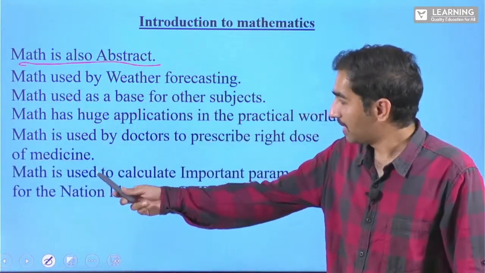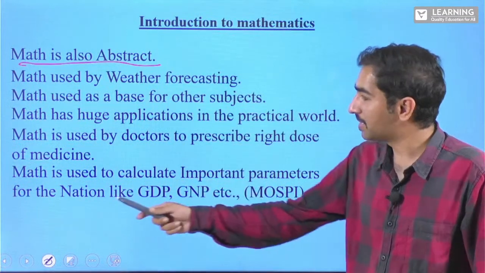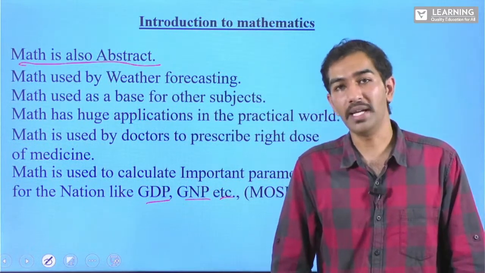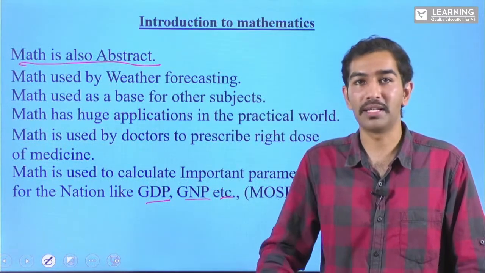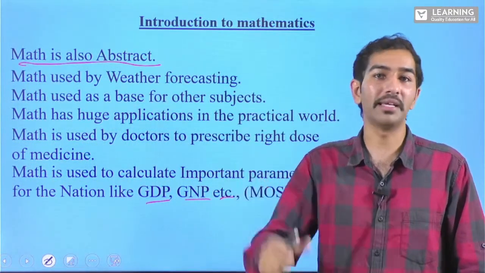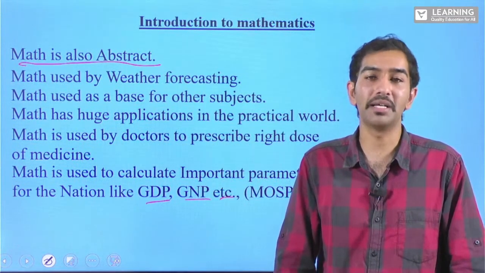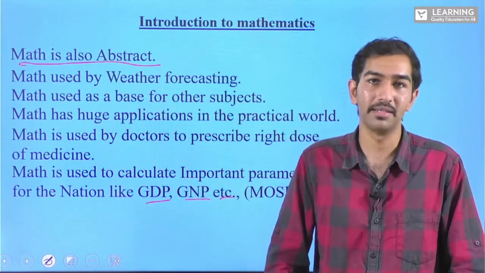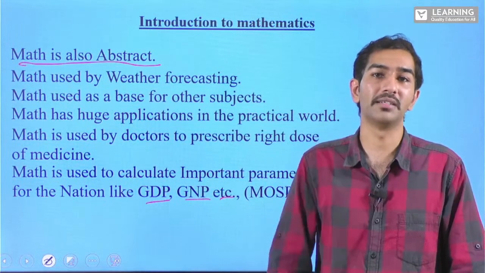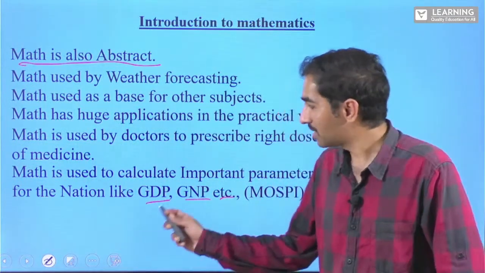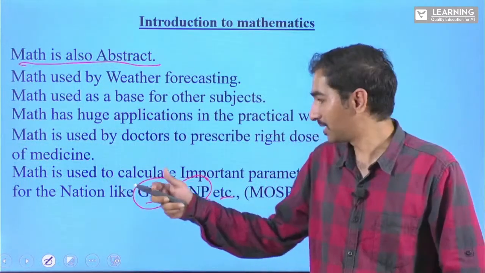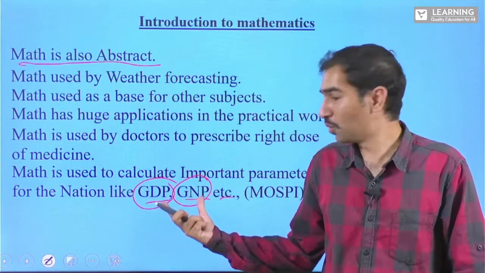Next, math is used to calculate important parameters of the nation like GDP, GNP, etc. Now India is the 7th largest country in terms of area. And what is the economic ranking of India? As per my idea, the economic ranking of India is number 4, I think. So how did they rank India at number 4? That is based upon a few parameters of the nation. What are those parameters? Those parameters are called GDP and GNP, that is, gross domestic product and gross national product. So by whom is this calculated?